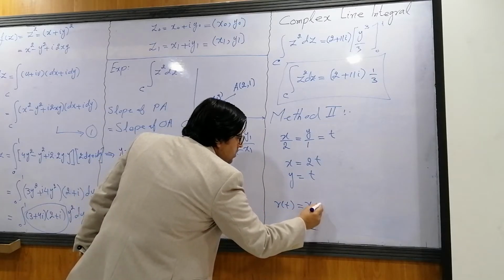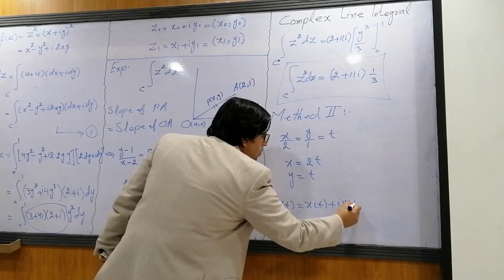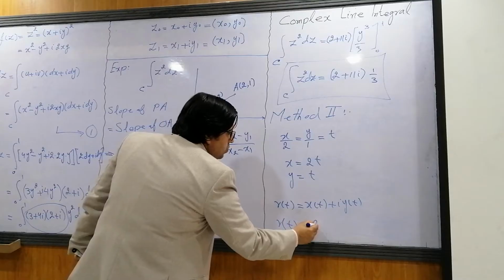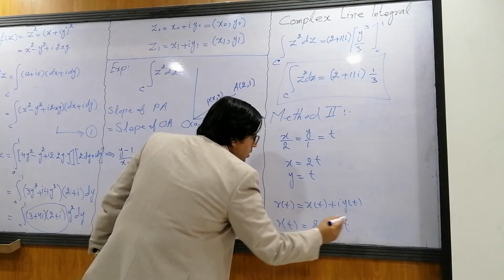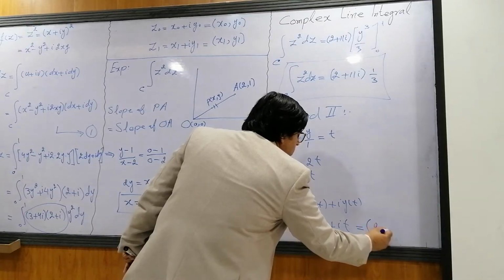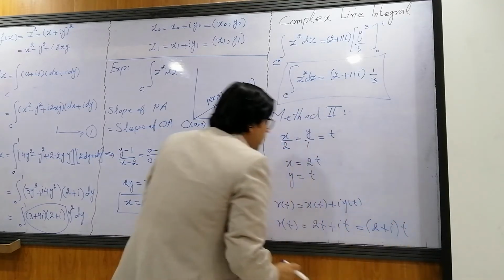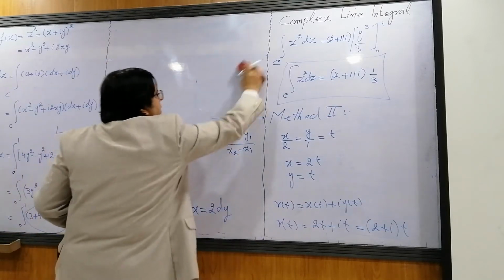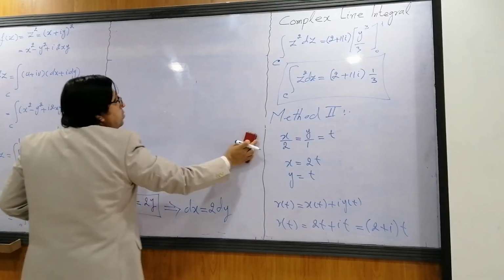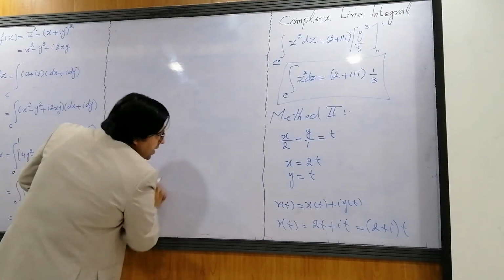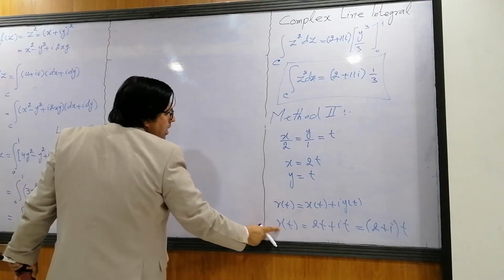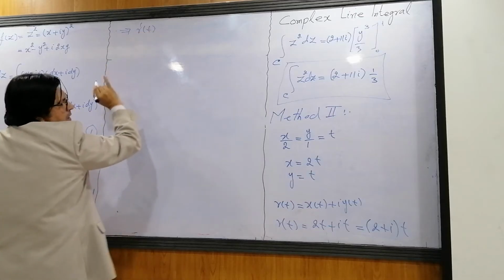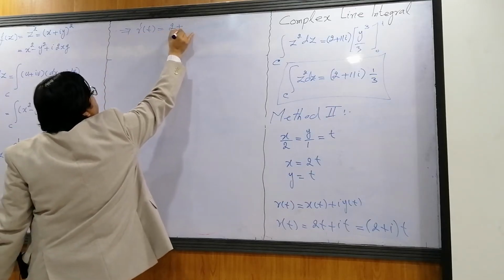Now what is r(t)? r(t) is equal to x(t) + i y(t). Just put values in this one, so you will get 2t + it, which is actually (2 + i)t. Now we can use the second method. According to the second method, we need r'(t). So we differentiate r(t) with respect to t, and we get r'(t) = 2 + i.